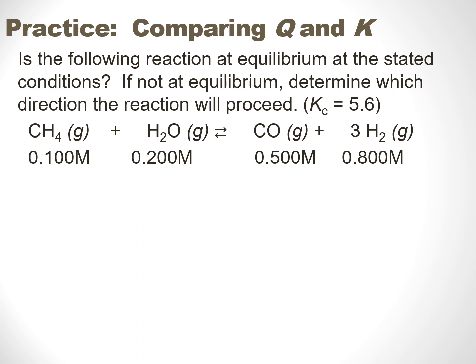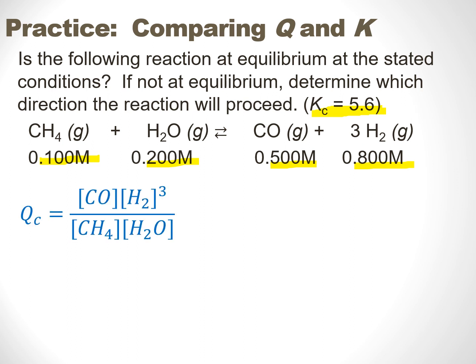So let's see an example. They're asking us if this reaction is at equilibrium. Of course, we need to know the value of Kc. So the value of the equilibrium constant is 5.6. And we are given a particular set of concentrations, one concentration for each species. In order to determine if the reaction is at equilibrium, we need to calculate Q, the reaction quotient. In order to calculate Q, we need to be able to write the expression of the quotient. So that's the formula that you use to calculate both Q and K.